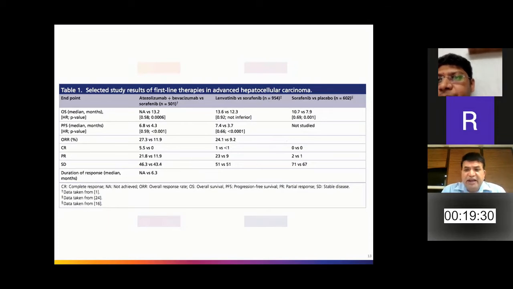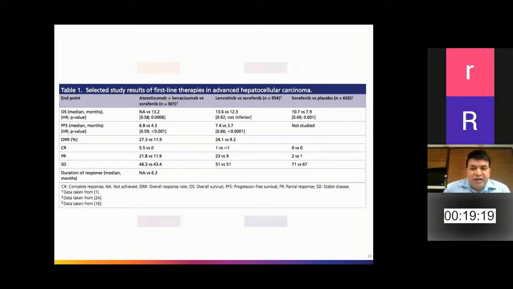Okay, excellent. Viraj, I just want your comment on this. This is very fascinating. In the SHARP trial, sorafenib median OS was 10.7 months, and now when you look at the REFLECT trial and when you look at IMbrave, somehow the sorafenib placebo arm has jumped up to 12 and 13 months.